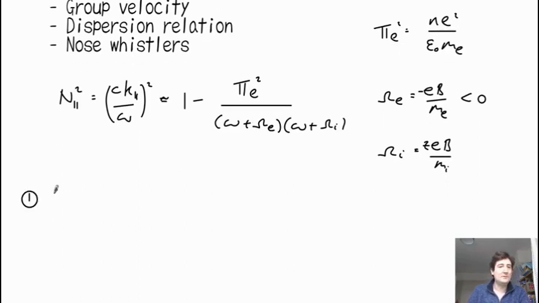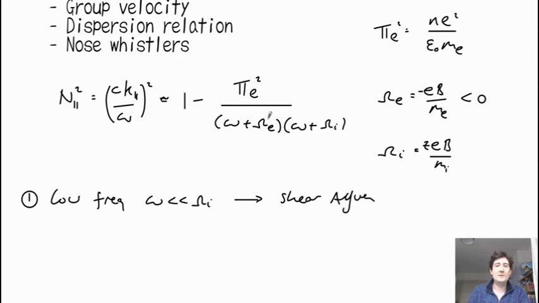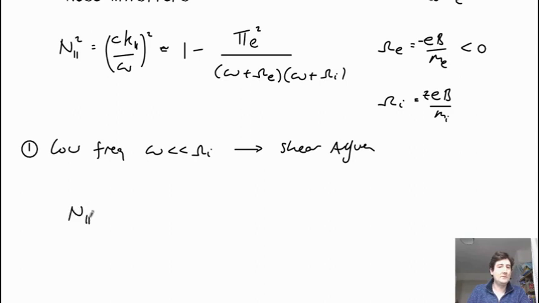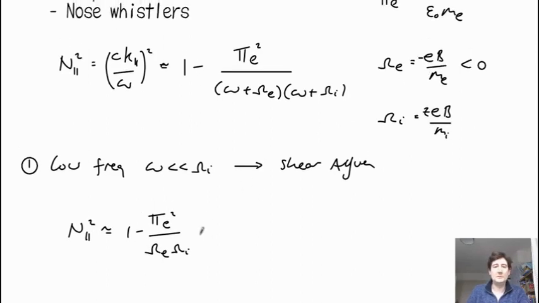The first one is the very low frequency limit. If omega is much less than the ion cyclotron frequency, this whole thing reduces to Alfvén waves. We can show this fairly easily: omega plus omega e becomes just omega e, and omega plus omega I is approximately just omega I. So n parallel squared is roughly 1 minus pi e squared over omega e omega I, and we just put the expressions into this formula.